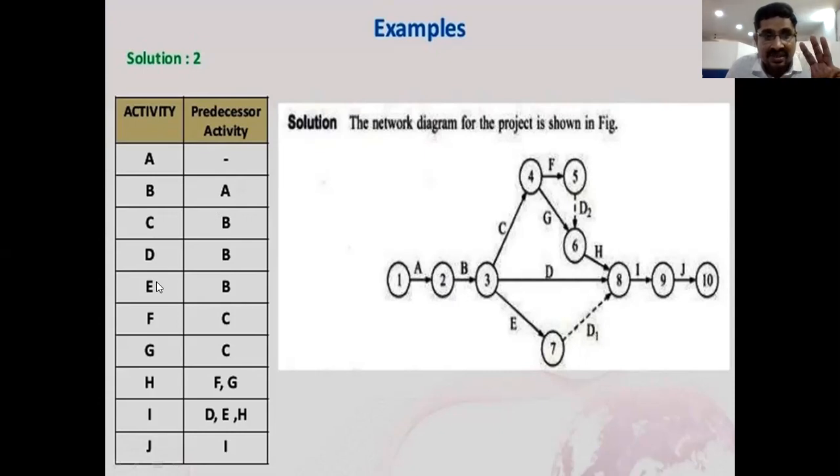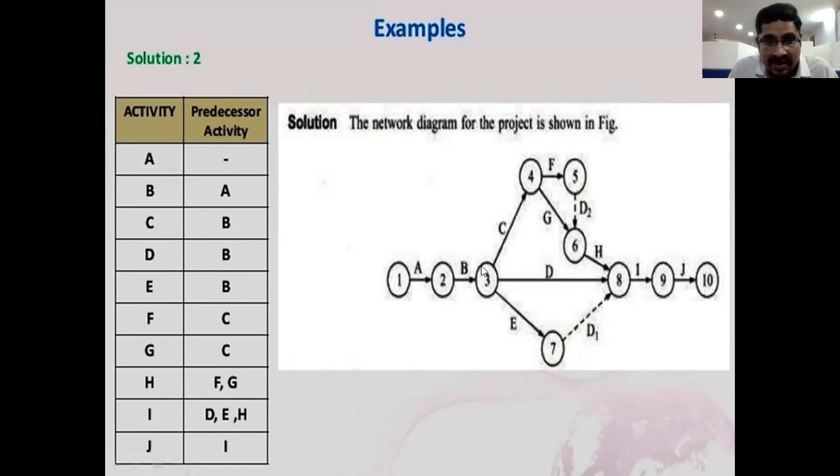These 3 activities came from this B activity. So simply, if the B activity is completed, then only these 3 activities, C, D, E, will be performed, right? So that's the meaning here. So this is the B point. From B, 3 activities should be completed.